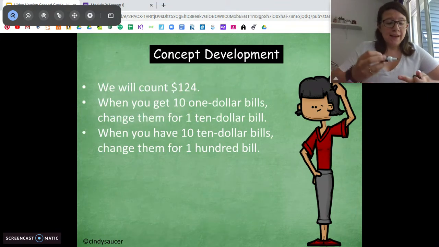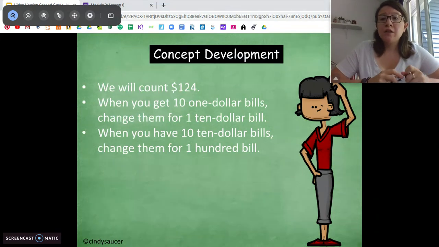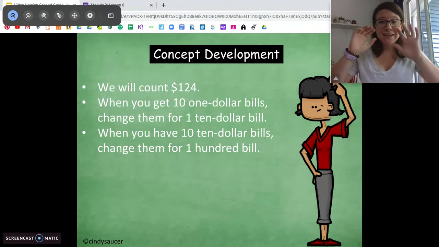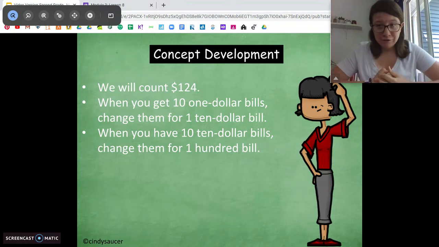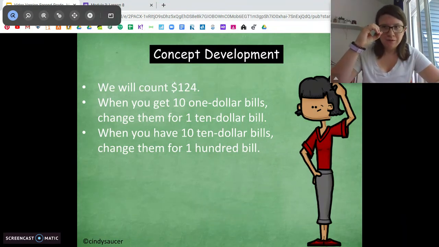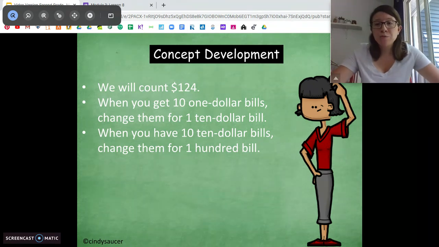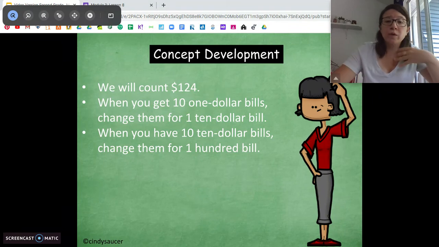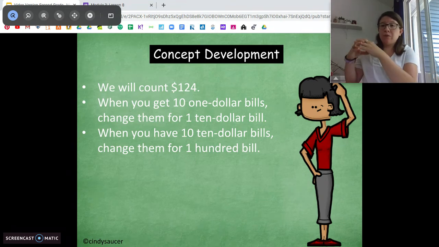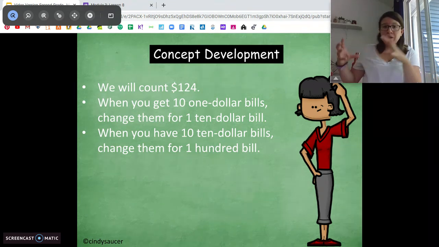Okay, so like I said earlier in our lesson, we're going to start understanding the relationship between money and the base 10 numbers we've been talking about. We're going to work with $1 bills, $10 bills, and $100 bills, which you should see a similarity between the ones, tens, and hundreds we've been working with. So we're going to count to $124. So we're going to start counting by ones. When we get 10 ones, what do you think we're going to try and change that into? What is 10 ones going to equal?